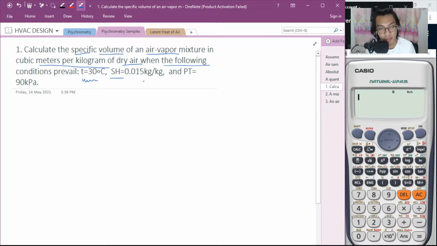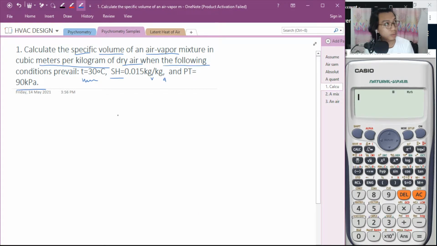The SH or specific humidity of 0.015 kilogram vapor per kilogram air. Vapor per kilogram air yan eh. And PT, ano yung PT? That is the total pressure dun sa partial pressures natin, which is 90 kPa. Okay, usually PT is given as 1 atmosphere or 101.325 kilopascals. That is yung standard atmospheric pressure. But this time, you are given a lower pressure than the atmospheric pressure. Now, ano ba yung hinihingi dito? Specific volume.